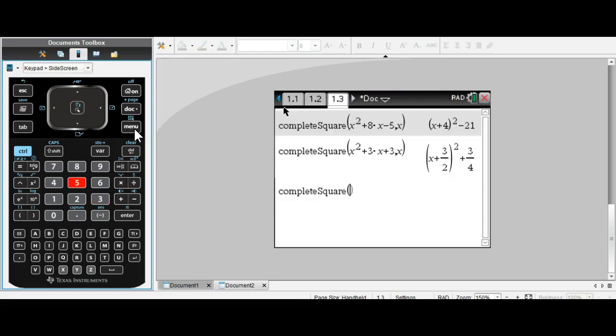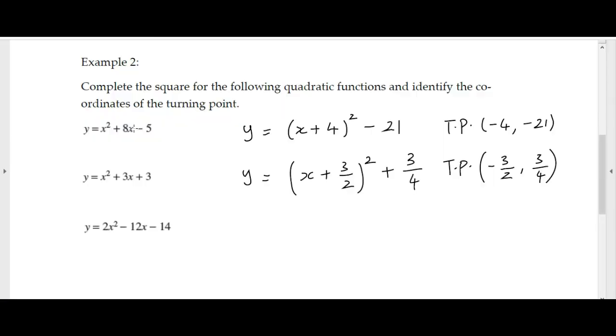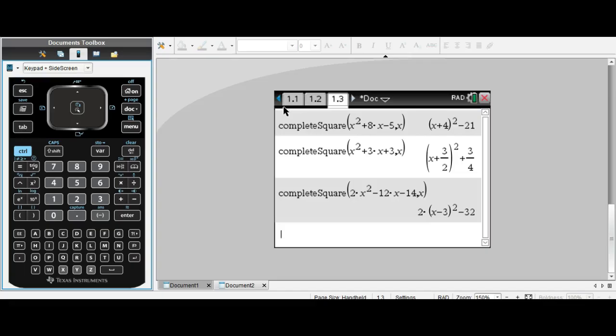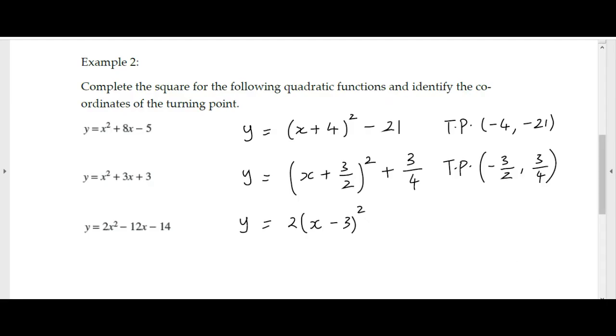algebra, complete the square. Let's enter our non-monic quadratic function this time. So 2 times x squared minus 12 times x, take away 14, comma, x. We press enter. We have the quadratic function in its turning point form. So let's go back and copy that again. y equals 2 brackets x minus 3 the whole squared, take away 32, which means the turning point coordinates are going to be a positive 3 and a negative 32.